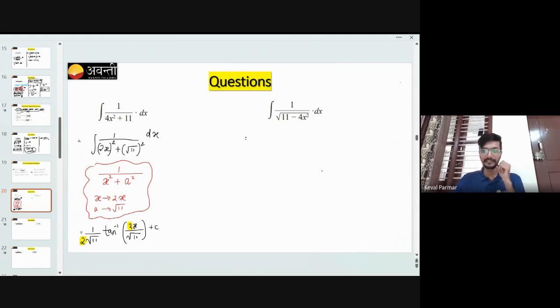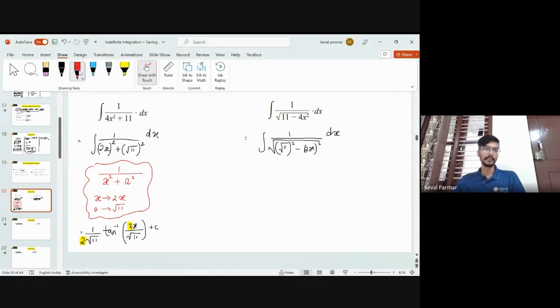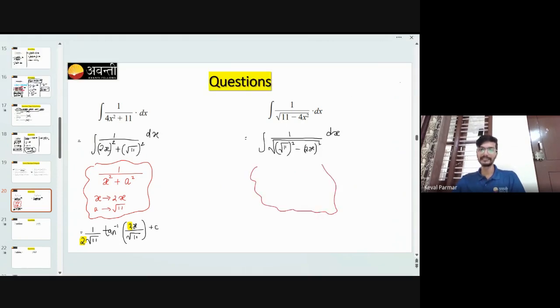So if we try this one, I will get it is of the form 1 upon under root of (under root of 11) square minus (2x) the whole square dx. So this is of the form, you can also see it, 1 upon under root of a square minus x square, the one we just derived. So in place of a, we have under root of 11, and in place of x, we have 2x.